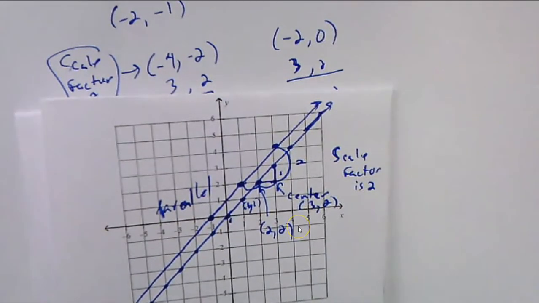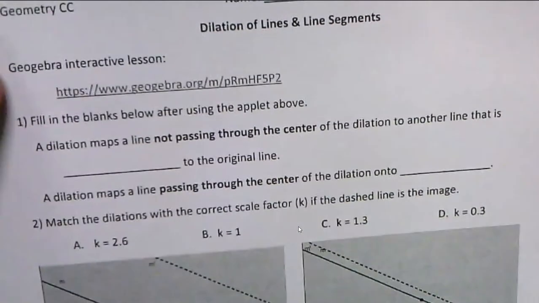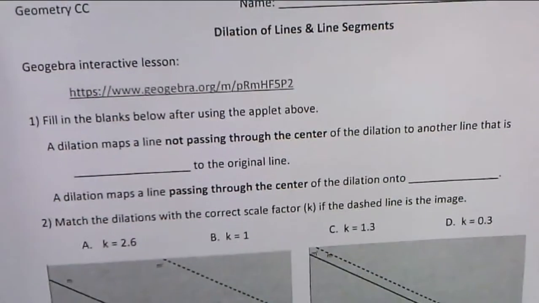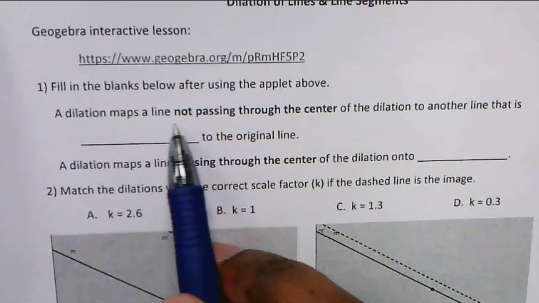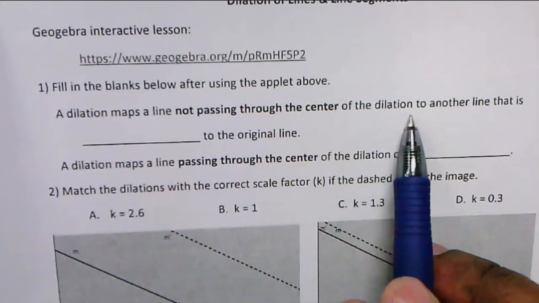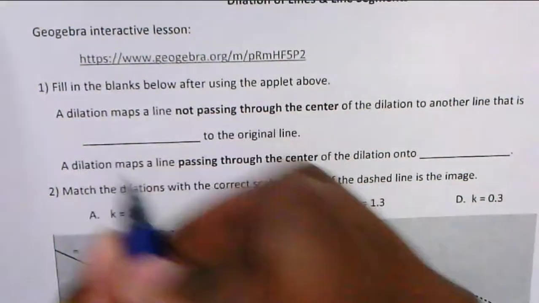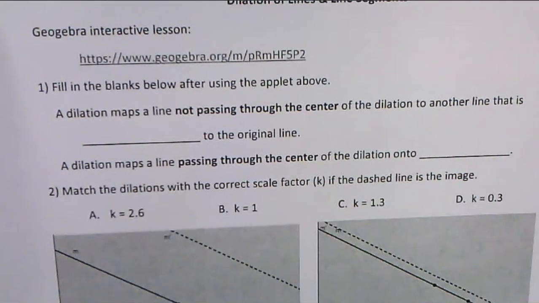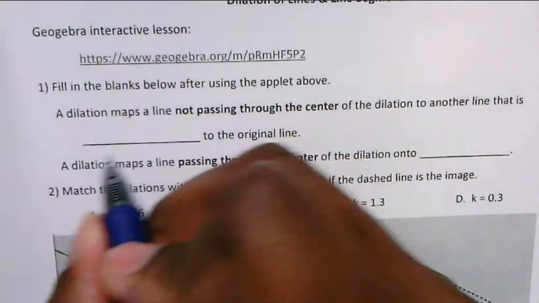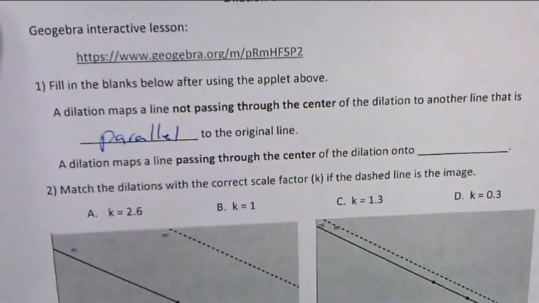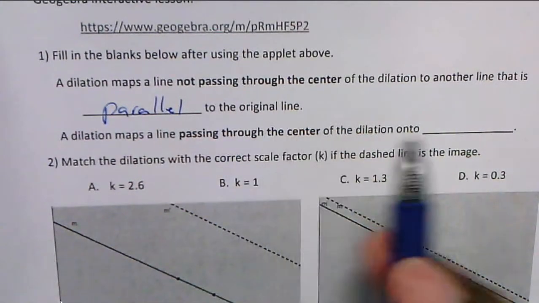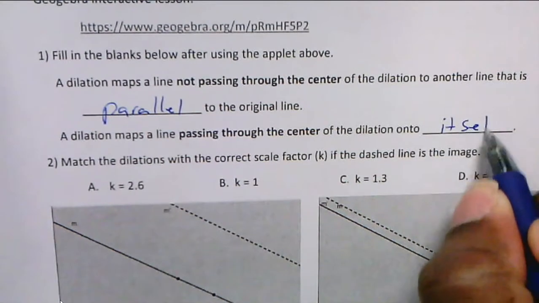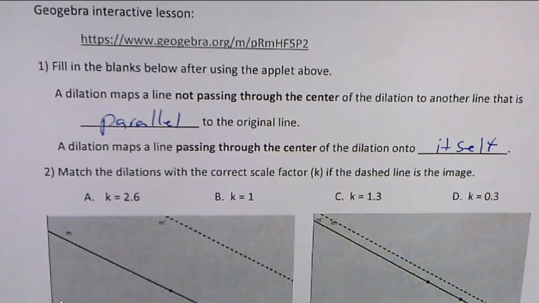So anyway, the activity you guys did was this. In the activity, with the GeoGebra lesson, they actually play with the pictures. It says fill in the blanks. First of all, a dilation maps a line not passing through the center of the dilation to another line that is parallel to the original line. Also, a dilation maps a line passing through the center of the dilation onto itself. That's what we talked about when we first looked at them.